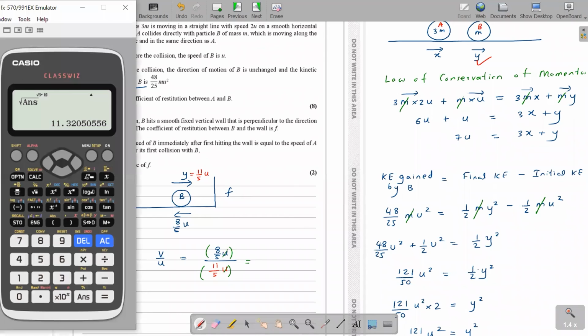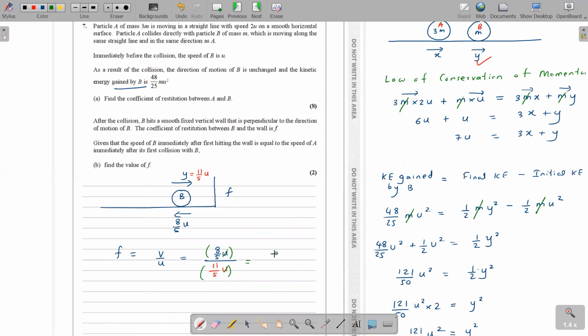I can see the answer, but in an event you don't, you can type it like this: 8 over 5 divided by 11 over 5 in the calculator. It should be pretty obvious to you that the 5 will cancel out. The 5 to 5 cancels. It's 8 over 11. So this is the coefficient of restitution between B and the wall. And you can see it's just 2 marks, so you need to do only working relevant for 2 marks. Is this clear?